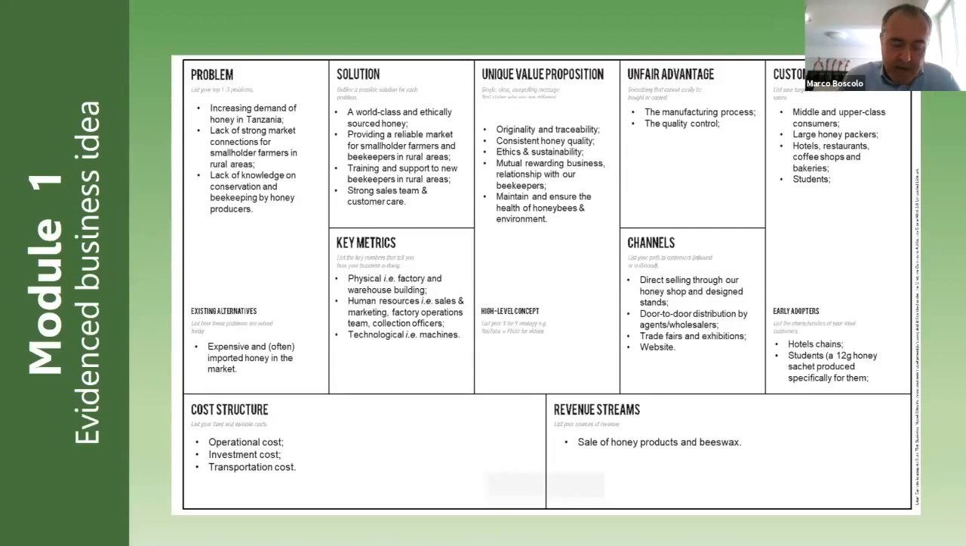So after working through this first module and filling out the template, you basically have a one-page summary of your evidenced business idea. And this is a good way to start, because if you haven't done anything yet and you just have an idea, you can start with this module and organize your information. And also it's a good way to summarize your business at the end of the whole process.